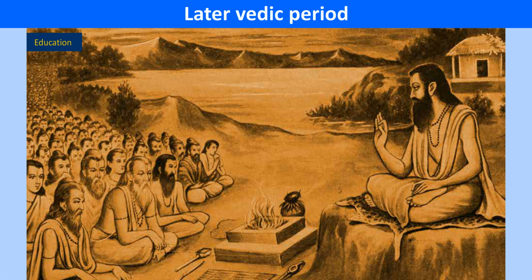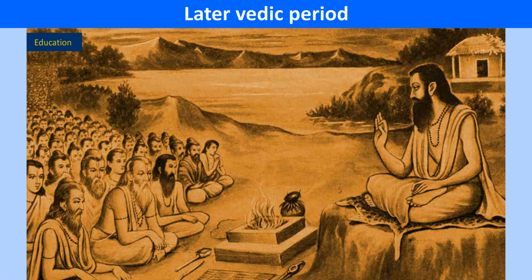By the end of this period, the Varna system became very rigid. Occupation came to be related to birth. Thus, the caste system, which still prevails in our society, came into existence. This period also marked the beginning of hereditary kingship. Due to this, the son of the tribal chief gained his position and became his successor. The power was thus handed down from father to son, and so on.